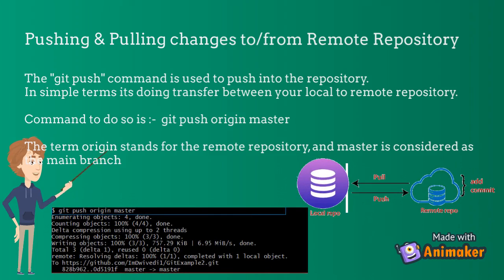Let's learn now how to push our code to remote repository after we committed code or files in our local or staging area. Picture on right side corner represents how push works. The git push command is used to push into the remote repository. In simple terms, it's doing transfer between your local to remote repository. Command to do so is git push origin master as shown on screen. The term origin stands for the remote repository, and master is considered as the main branch.